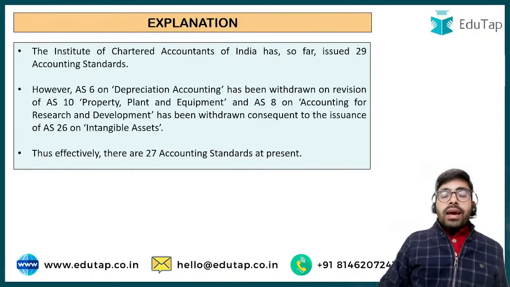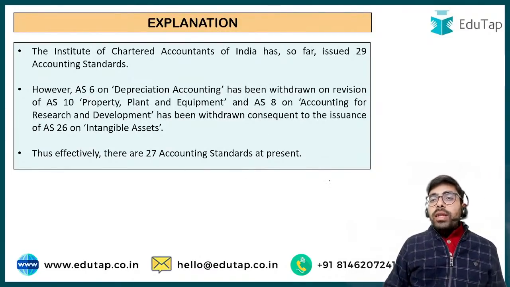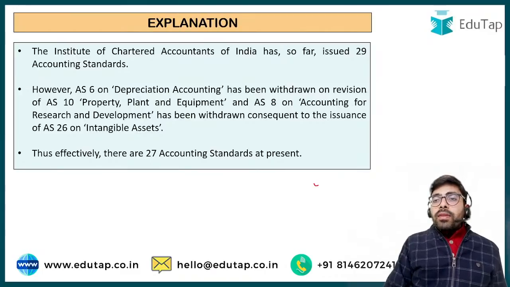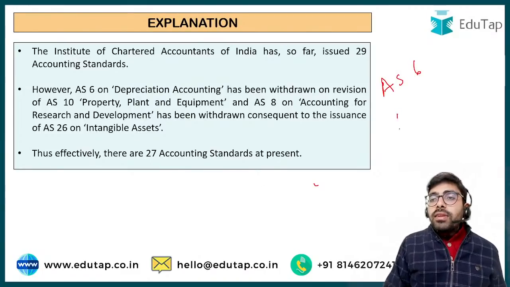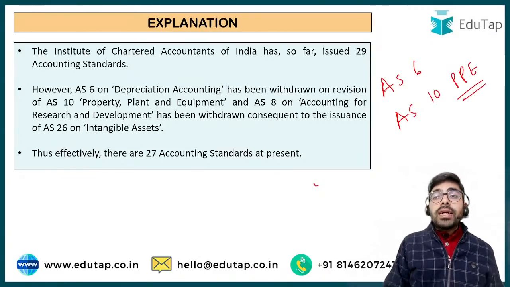Accounting standard 6. Earlier we had two accounting standards. One accounting standard we had specifically for depreciation. It was the AS6 depreciation, and AS10 we had for fixed assets, non-current assets. We call it property, plant and equipment, PPE. This is the term we use.